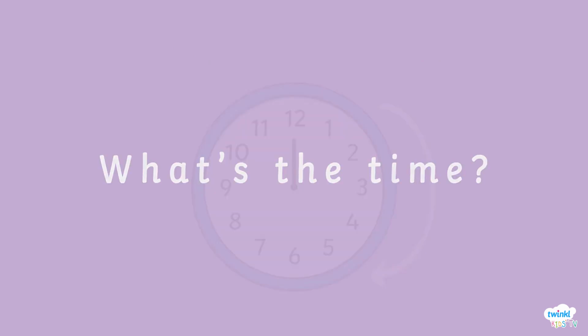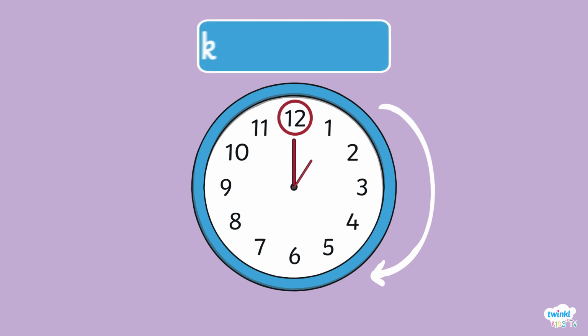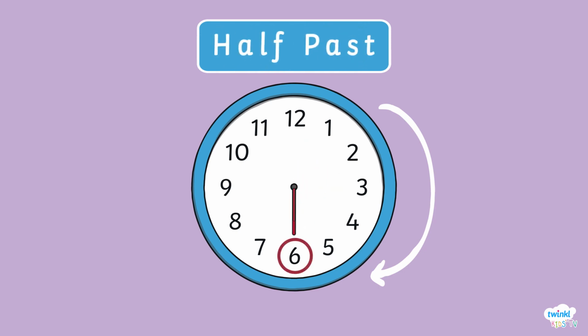What's the time? When the longer hand, the minute hand, is pointing to the number 12, and the smaller hand, the hour hand, is pointing to one of the hour numbers, we call this o'clock. For example, when the minute hand points to 12 and the hour hand points to 1, we say it's 1 o'clock.